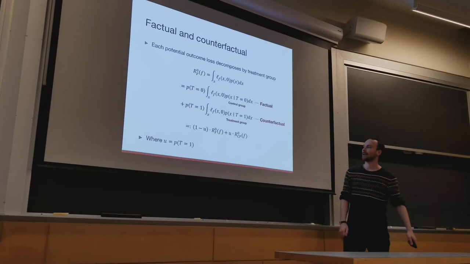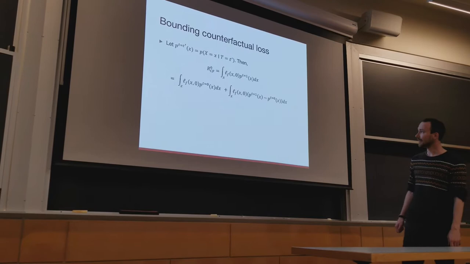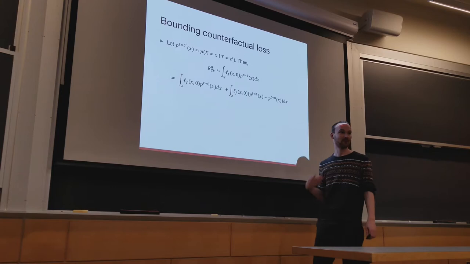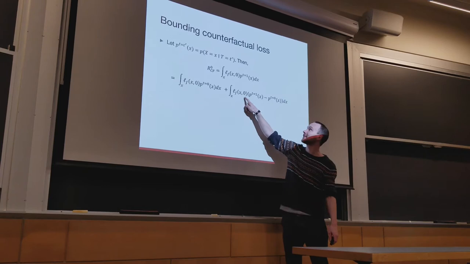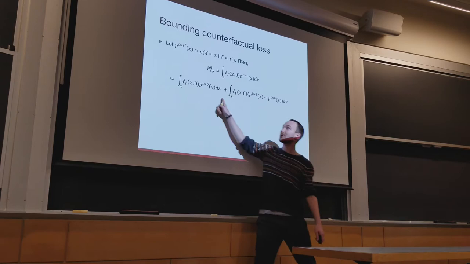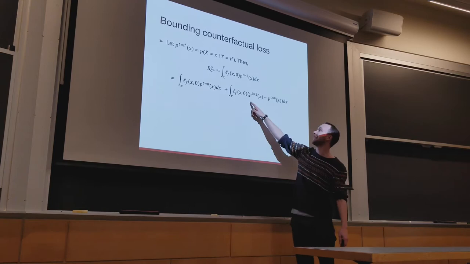Specifically, we can do something silly. We can add the factual loss back in, and then we subtract it again. So what we end up with here is the factual loss, and then we subtract the factual loss, this component here. So we end up with an integral of the loss multiplied by the difference in distribution. Okay? So this one we already know. This is the loss for the control outcome under the control distribution. And here we have this sort of multiplicative expression with the loss.